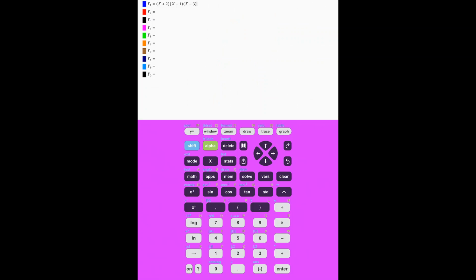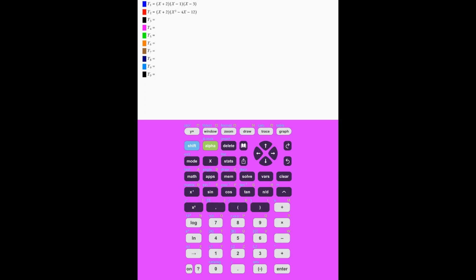So the quickest and most efficient way to do this is to take each choice that they give you, choice 1, 2, and 3, and I want you to put them separately into y2, one at a time. This way, whichever one graphs exactly on top of that y1 function is equivalent. So let's check out the first choice. We have x plus 2 times x squared minus 4x minus 12.